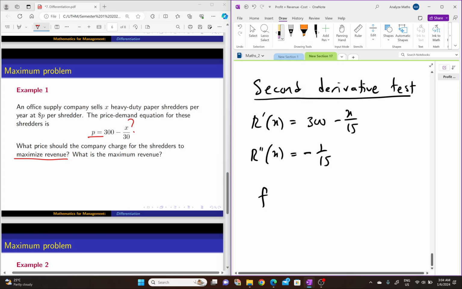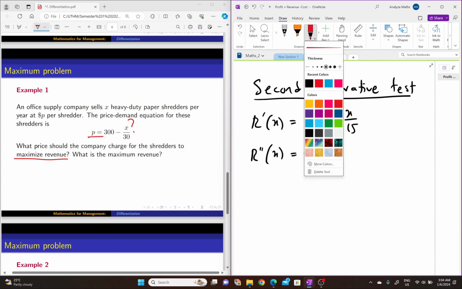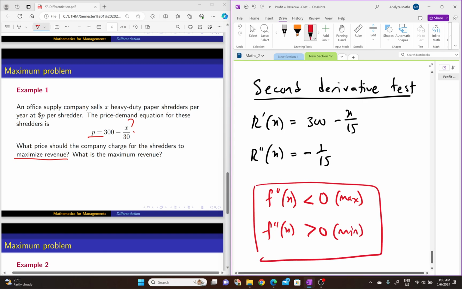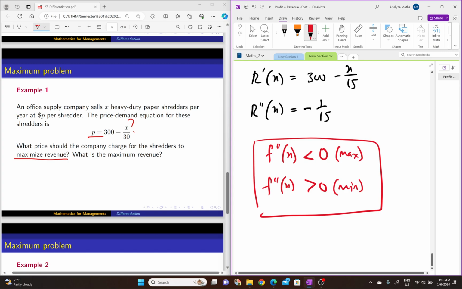The idea goes like this: let's say the function is f, and if the second derivative is less than 0, then it is a maximum. The x gives you a maximum value. If you find that your second derivative is greater than 0, then the x gives you a minimum. That's the rule. Now look at this one. Is it greater than 0 or less than 0? This is less than 0.